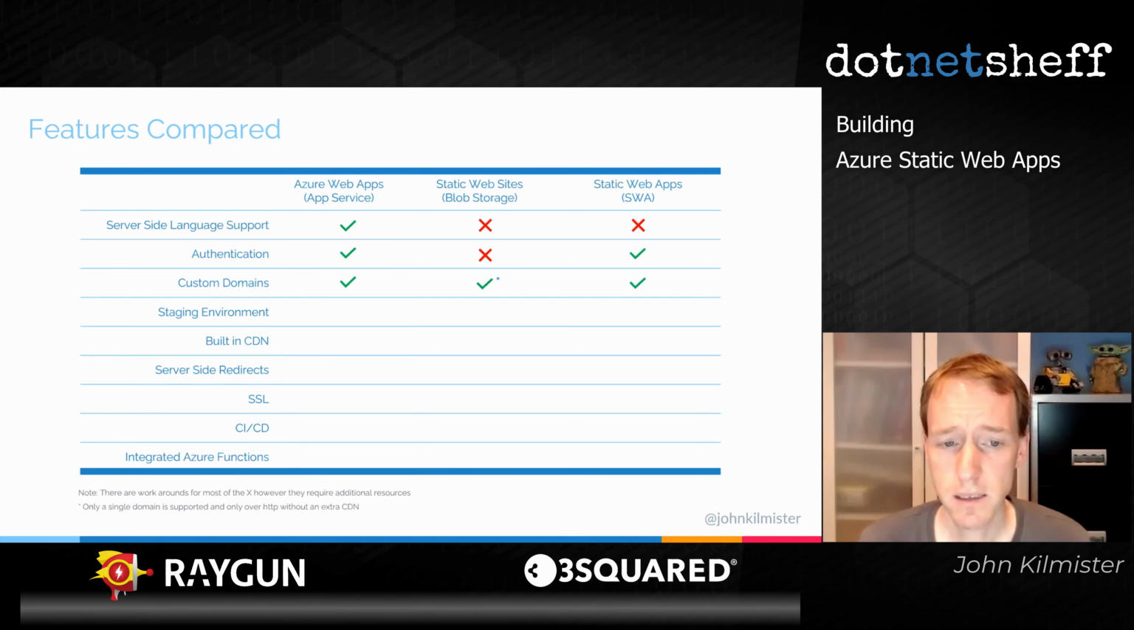Custom domains, again, they were supported by blob storage, but not to the same extent. If you wanted HTTPS, you had to route it over a CDN, so that added extra infrastructure. Staging environments, similar story. You could work around it, but nothing there. CDNs, server-side redirects, SSL certs, and it just continues on.